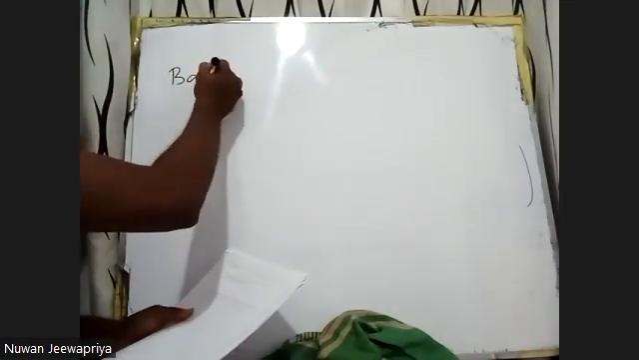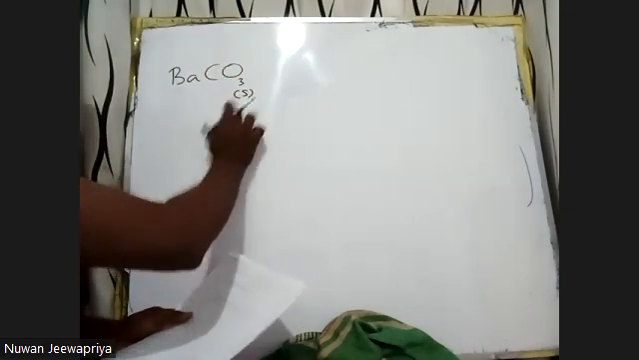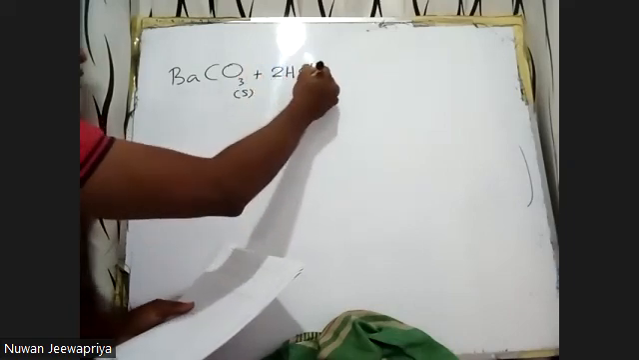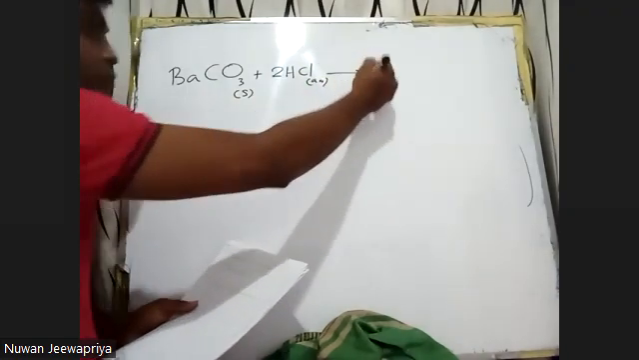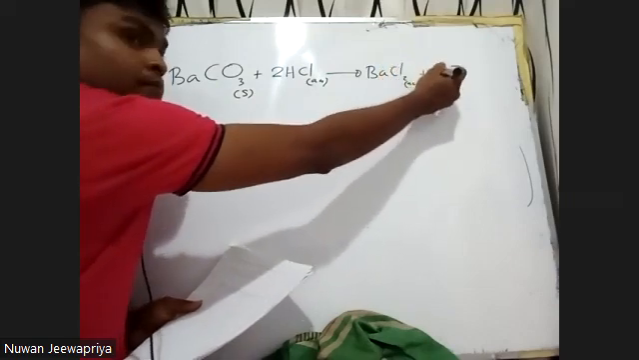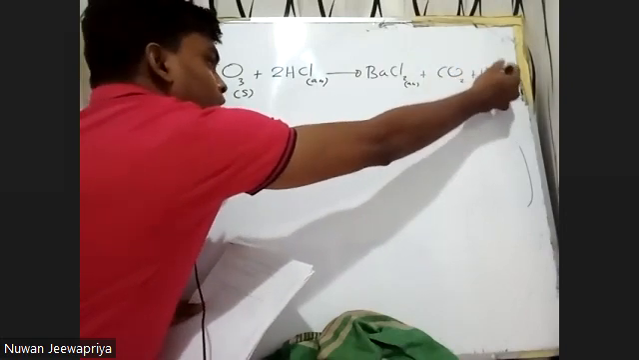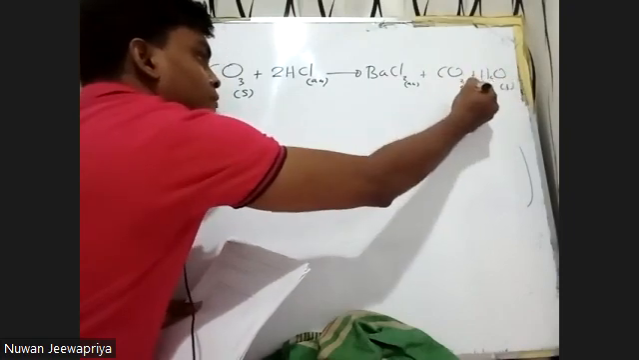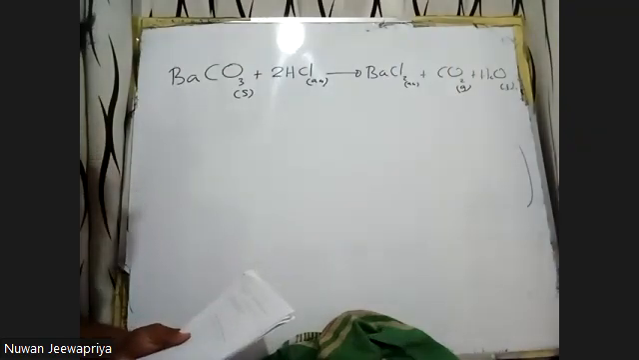Barium carbonate is a solid, so I put S here, and it reacts with 2HCl. HCl is aqueous, and it gives barium chloride, BaCl2, that is aqueous, plus carbon dioxide plus water. Water is a liquid. Carbon dioxide is a gas. Right. Write the ionic equation for this reaction.